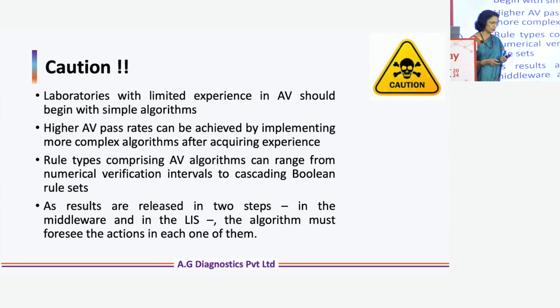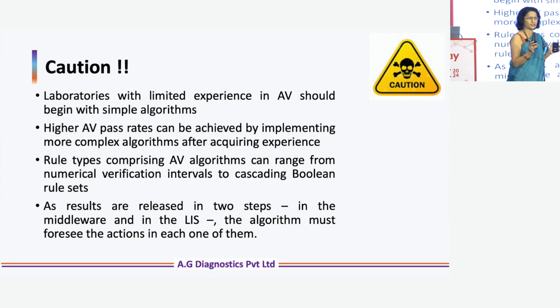So, words of caution. Laboratories with limited experience in AV should begin with simple algorithms. Higher AV pass rates can be achieved by implementing more complex algorithms after acquiring experience. Rule types comprising AV algorithms can range from simple numerical verification intervals, that is, all results between 10 to 20 have to be passed that way, or Boolean rule sets. So, there are various statistical and logical rule sets which can be applied.